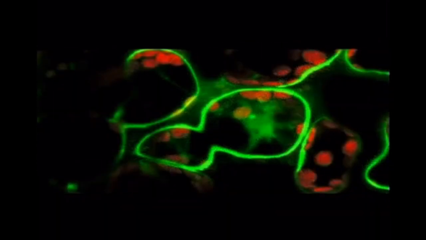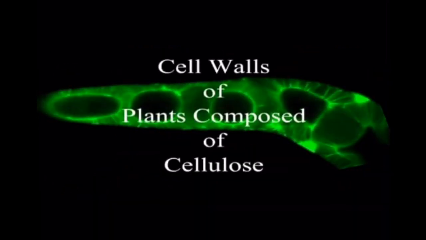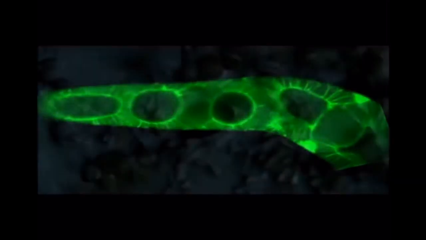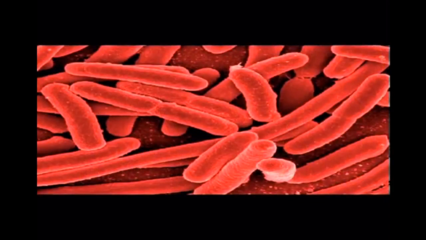All cells have cell membranes, but generally only plants, fungi, algae, most bacteria, and archaea have cells with cell walls. The plant cell wall is composed of cellulose, as mentioned before, while fungi cell walls are composed of chitin. In addition to fungi, bacterial cell walls are composed of chitin to which amino acids and other molecules are bound.